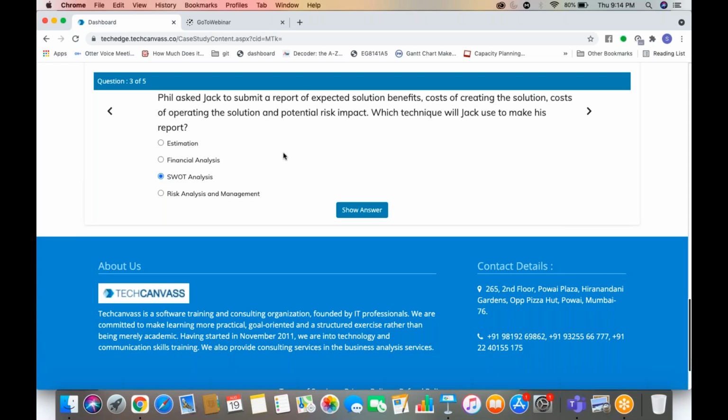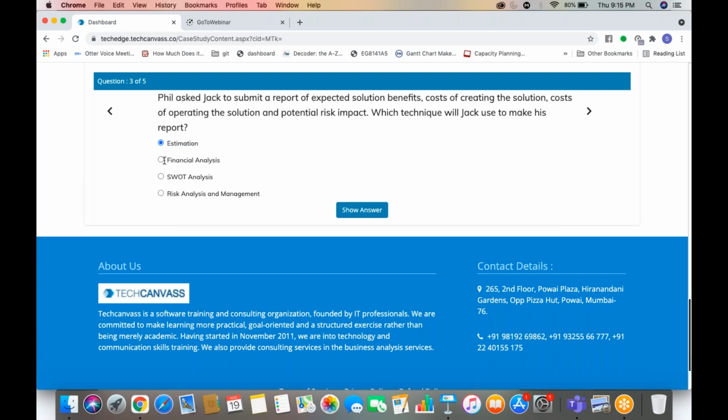What should I do here? Financial analysis talks about benefit, ROI, return on investment, net present value. Estimation talks about parametric estimation, top down estimation, bottom up estimation. Now I'll have to choose. I'm completely confused, guys, because I don't know whether it is estimation or financial analysis. So what I'll do is read that question once again. Solution benefit, cost of creating the solution, cost of operating the solution. So I'm getting a vibe that it is all about cost and risk.